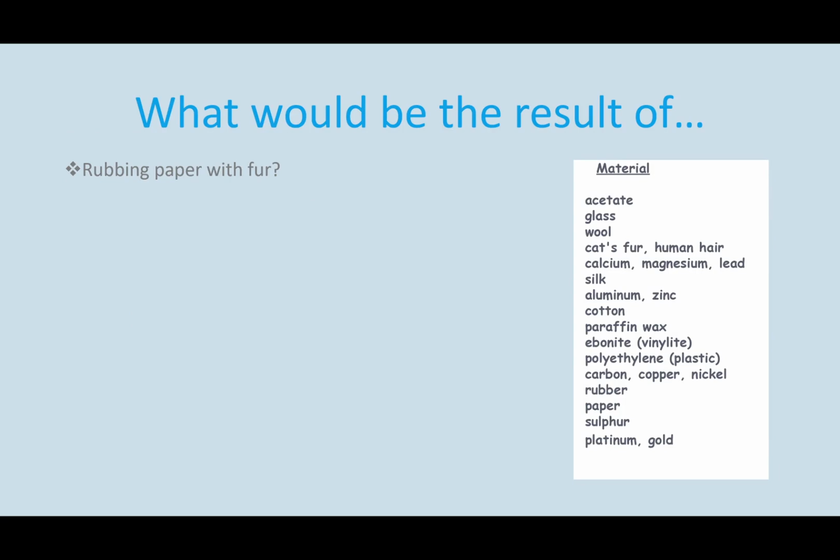Now let's look at some examples using our electrostatic series. Rubbing paper with fur, which object would become positive and which one would be negative? Looking at them, paper is further down the chart than fur. So paper has a higher tendency to hold on to electrons. That means paper would end up being negative and fur would end up being positive.